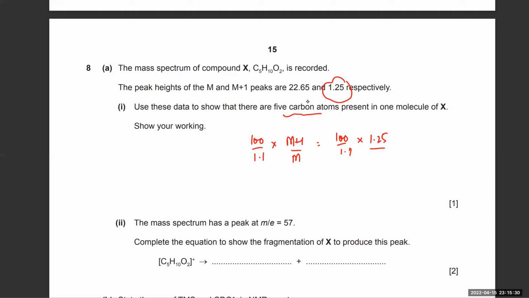And that's going to be divided by 22.65. So what are we getting for this? Say 1.25 for 22.65 absorption. M plus 1 is the height, that's what this is. You'll do the math, it's going to come out to be something around 5. They already told you that you've got 5 carbon atoms.